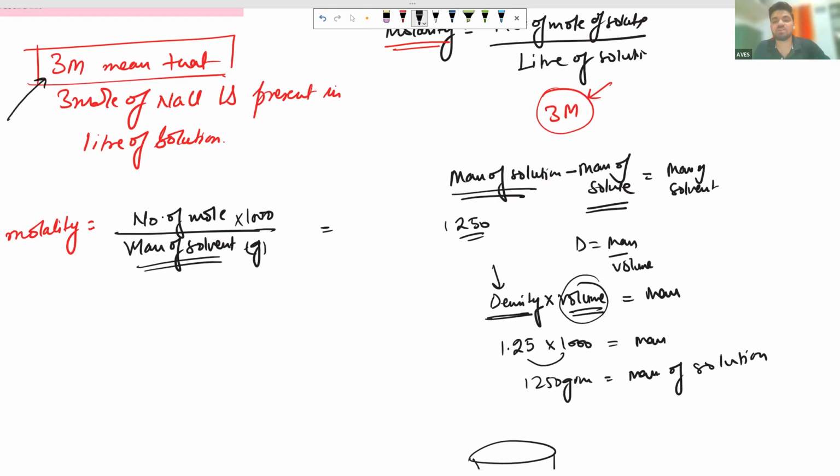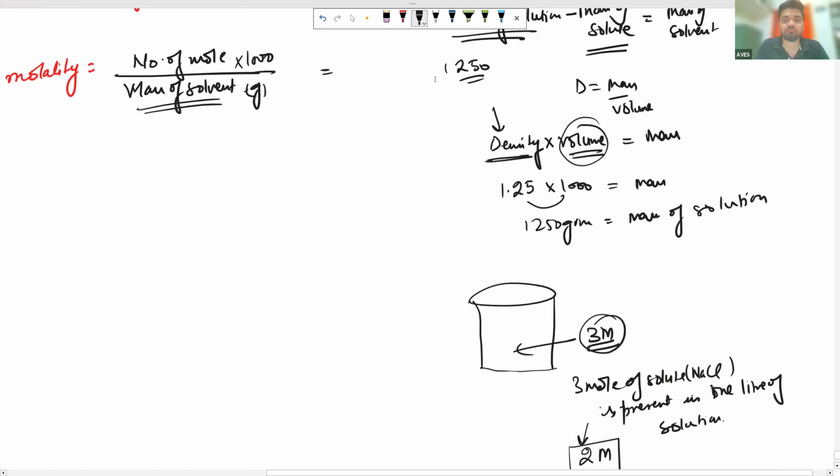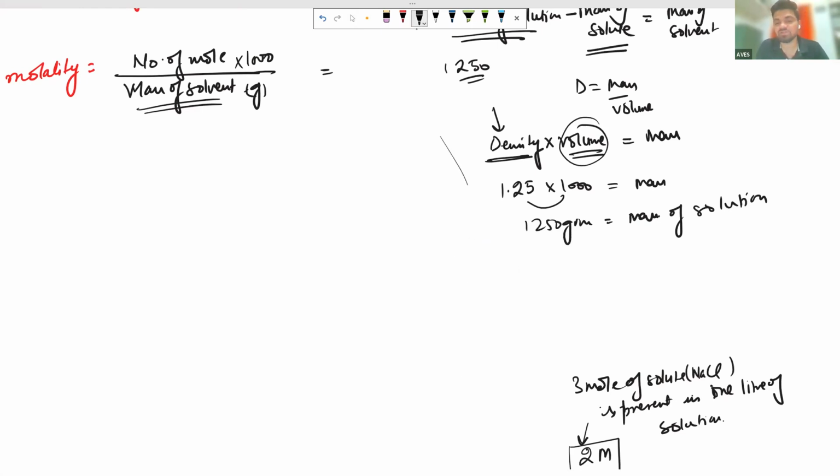So what you need to do is actually you have to subtract. So you have to write that mass of solvent will be equal to 1250 minus 175.5. What was it? 1074.5 grams. Your answer is this one, no? Okay, 1074.5 grams.